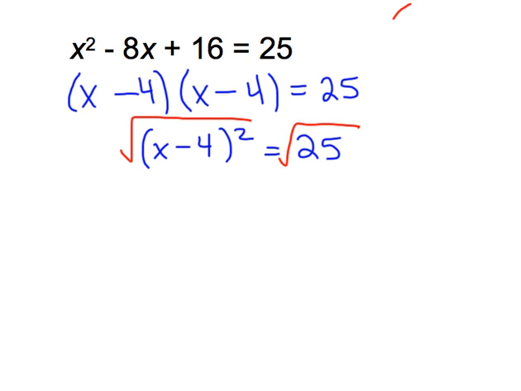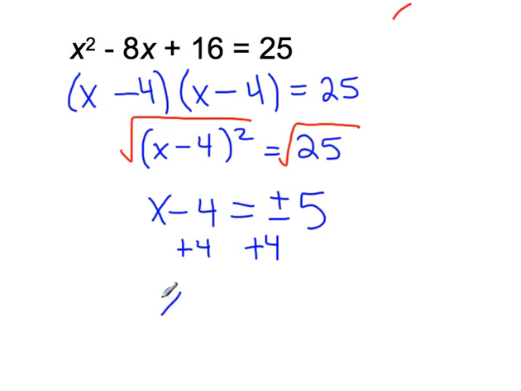Now what we're going to do is take the square root of both sides since I have something squared. Once I do that, I've got x minus 4, because the square root and the squared cancel each other out, equals, remember anytime you put the square root in, you need to put a plus or minus on the side that doesn't have the x. And now the square root of 25 is 5. Now to solve for x, we add 4 to both sides. So I end up with x equals 4 plus or minus 5.